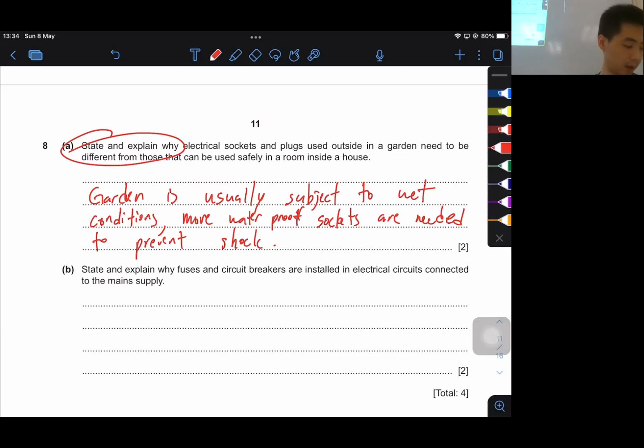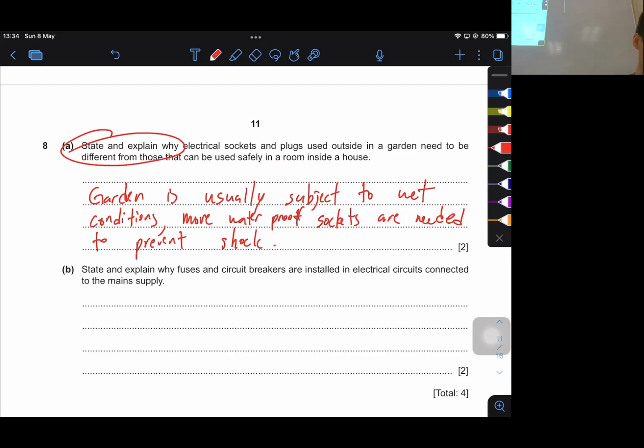Right. After that, then explain why fuses and circuit breakers are installed in electrical circuits connected to the main supply. What's the usage of a fuse and a circuit breaker again? Good, very good. So basically, the fuse and the circuit breakers are used to prevent excessive current from flowing, right? When excessive amounts of current flow through the fuse or the circuit breaker, it will break the current and, ultimately, prevent you from dying, right?